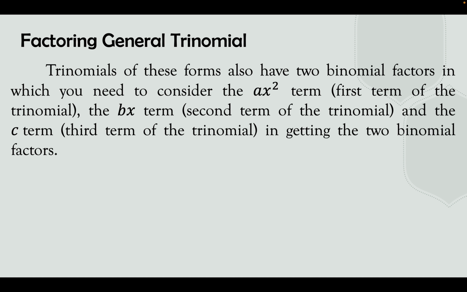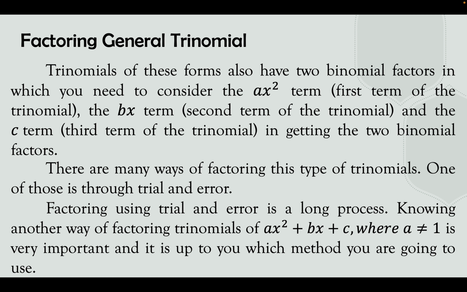In getting the two binomial factors, there are many ways of factoring this type of trinomials. One of these is trial and error. Now, trial and error is a long process. Knowing another way of factoring trinomials of ax squared plus bx plus c where your a is not equal to 1 is very important, and it's up to you which method you are going to use.